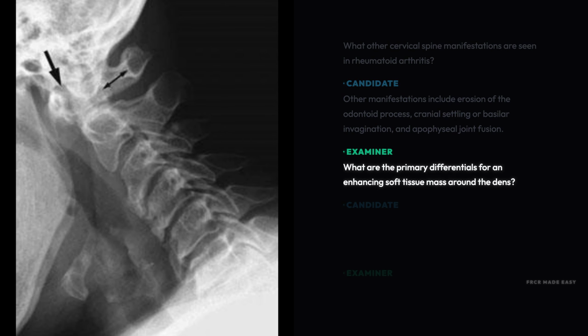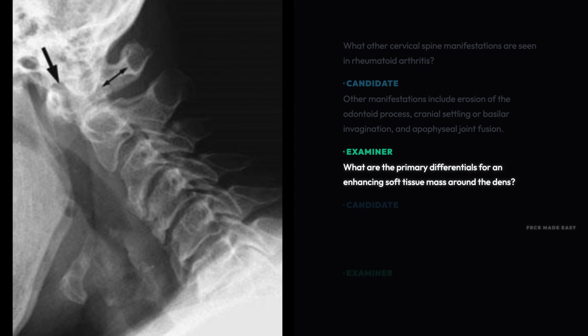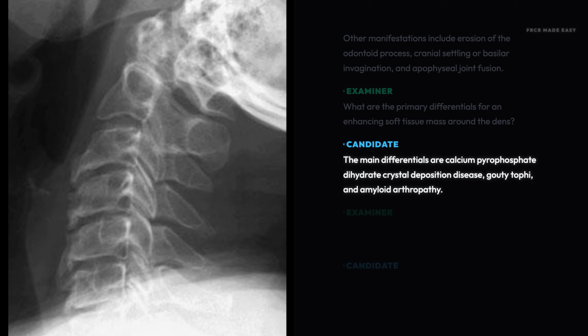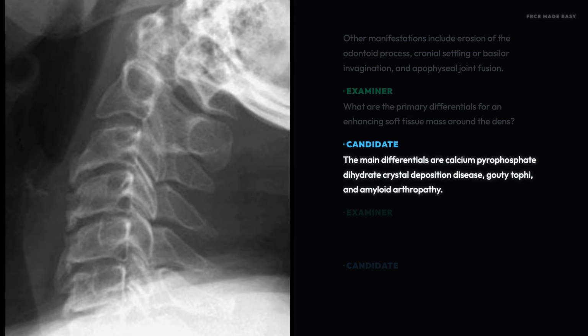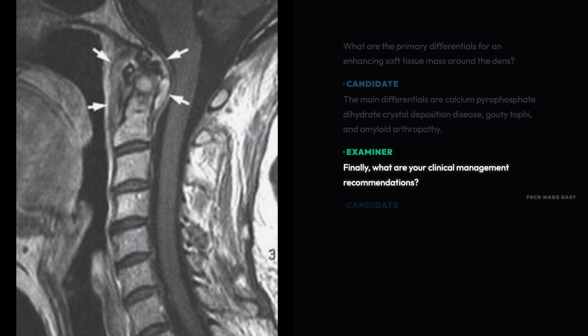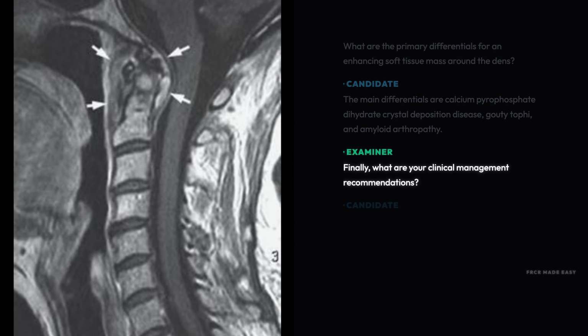What are the primary differentials for an enhancing soft tissue mass around the dens? The main differentials are calcium pyrophosphate dihydrate crystal deposition disease, gouty tophi, and amyloid arthropathy. Finally, what are your clinical management recommendations?